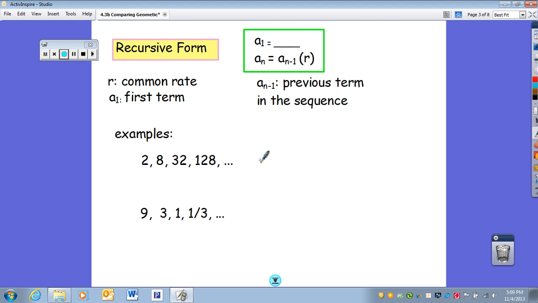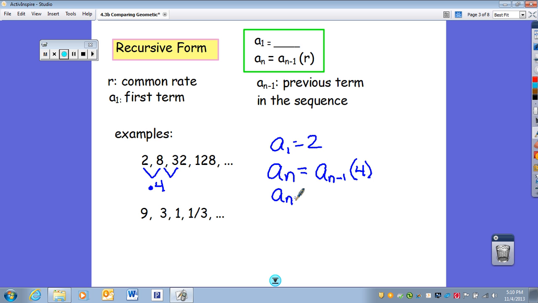Here's what we do. We take our a sub 1. In this case, our a sub 1 is 2. Then I need to write the rest of the rule. So I have a sub n, the term I'm looking for, is the previous term, a sub n minus 1, times the rate. What we need to do to find the rate is decide how are we getting from one term to the next. And it looks like I am multiplying by 4. That is my rate. I can also write this by putting the 4, the rate, in the front and then doing a sub n minus 1.